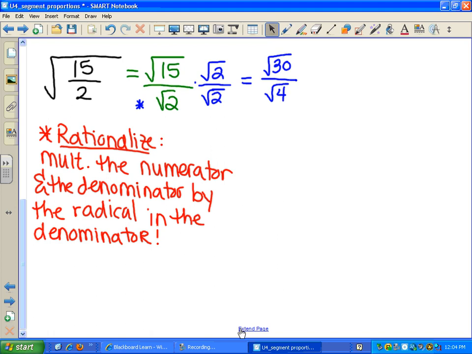Well, that's perfect because look what happens in the denominator. What is the square root of 4? Well, it's just 2. So I got rid of the radical in the denominator, and now it's just a 2, and on the top, I have the square root of 30.